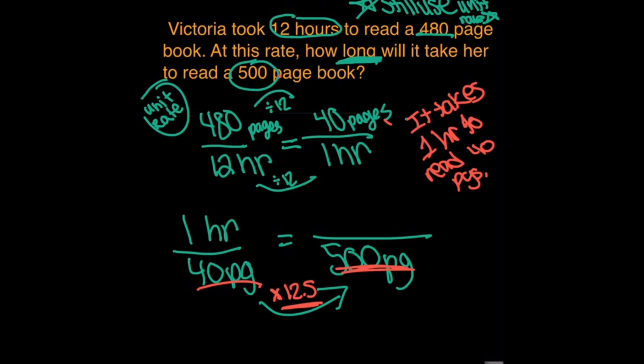So I put in my calculator 500 divided by 40, and whatever answer I got, I said, okay, 40 times 12.5 is going to give me 500, and I must do the same thing to 1 hour. This was actually pretty easy, so that will be 12.5 hours.